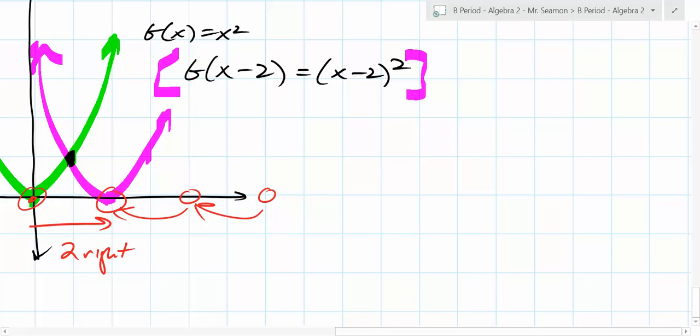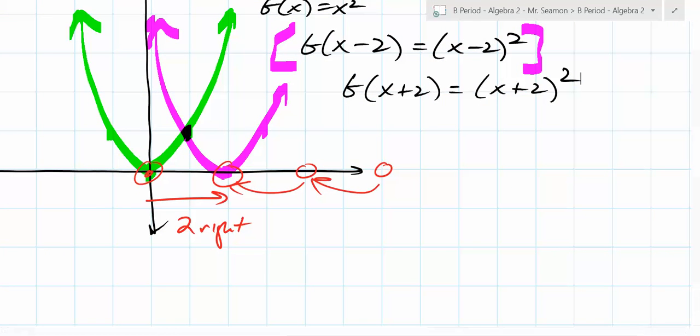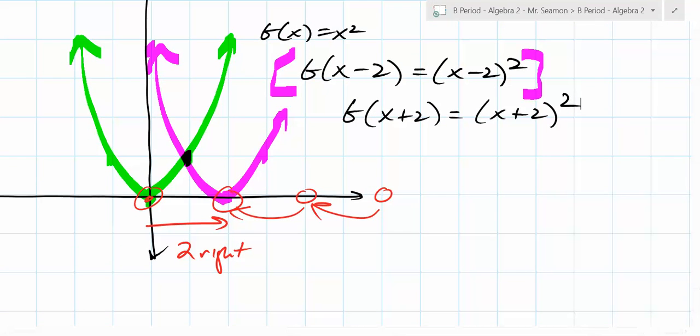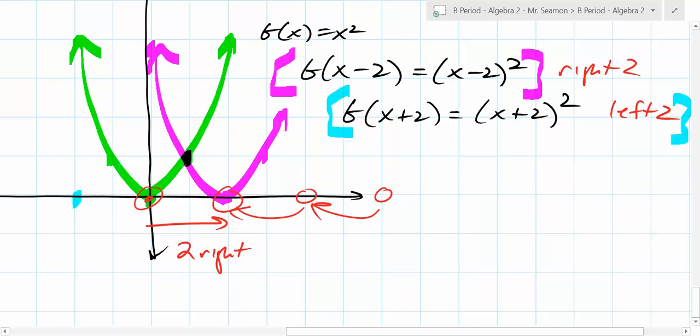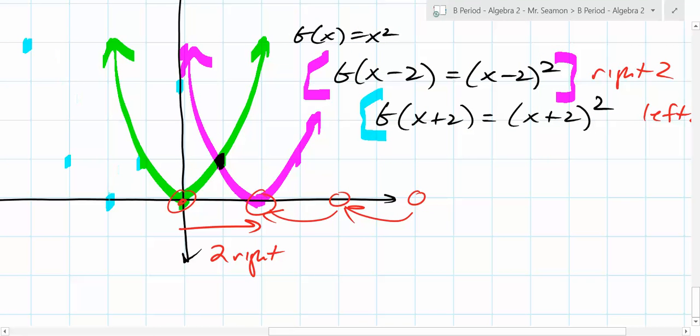Before. So what do you think happens if I did g of x plus 2 like this? It's going to be x plus 2 squared. You're adding 2 to it and then squaring it. Which direction do you think it'll go? So this went right 2. This one's going to go left 2. So I'll do this color right here. This one goes left 2, here, here, there, and there. So there it is right there.